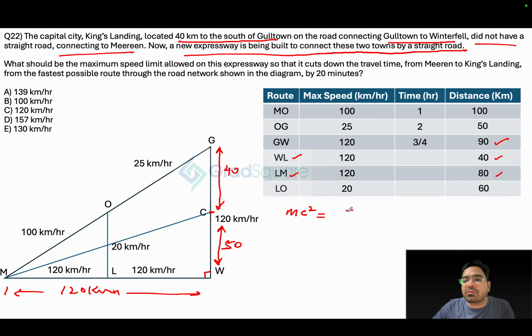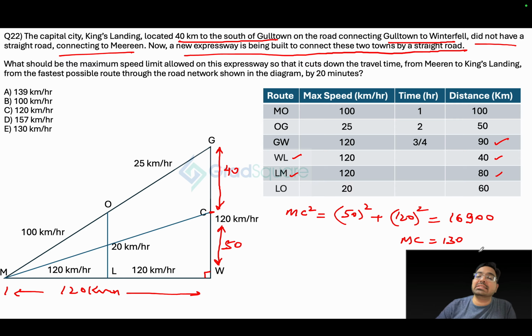MC square will be what? 50 square, which will be 2500, and 120 square, which will be 14400, right? If you look at this, it will turn out to be 16900, which is the square of 130. So what will be the value of MC? The distance will be 130 kilometers. So MC distance is something that we already know.